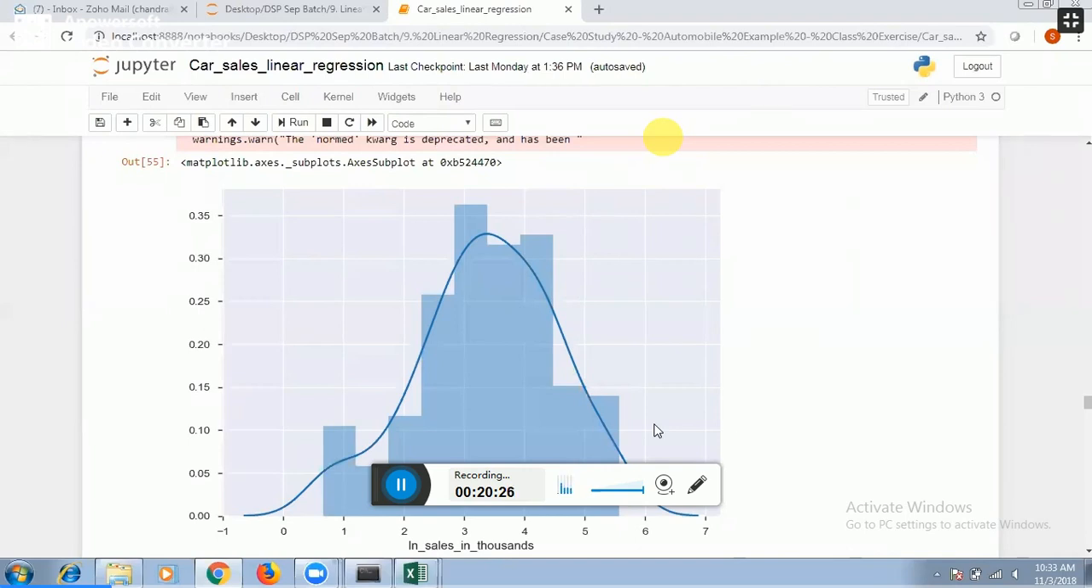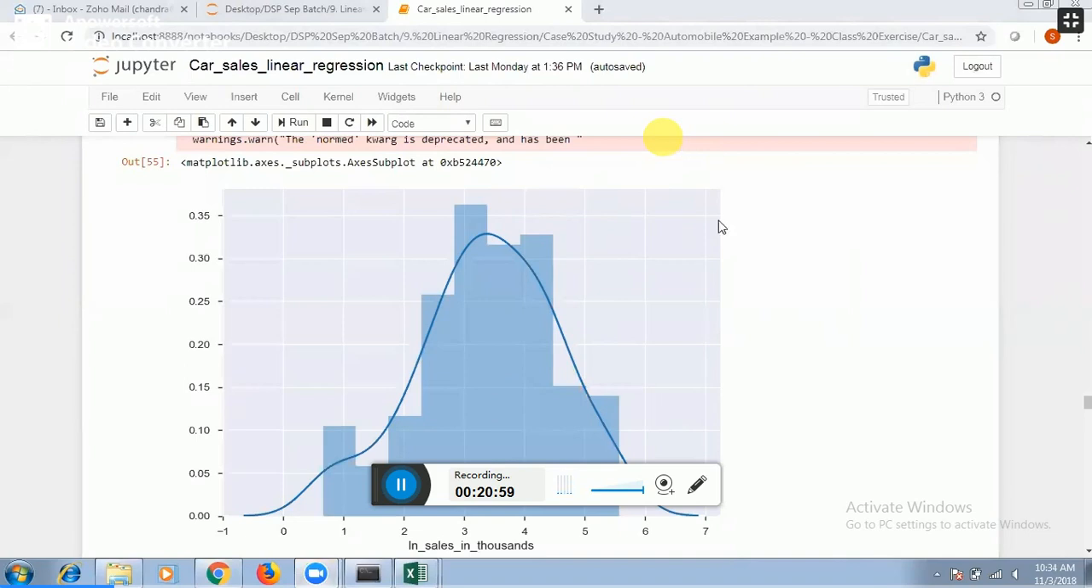Suppose for some reason this is also not following a normal distribution, that means you still cannot use linear regression in this case. Of course, even if you apply linear regression, you will get some results, but the results may not be 100% reliable. Is this clear? So now you understand the assumption of normality to check.